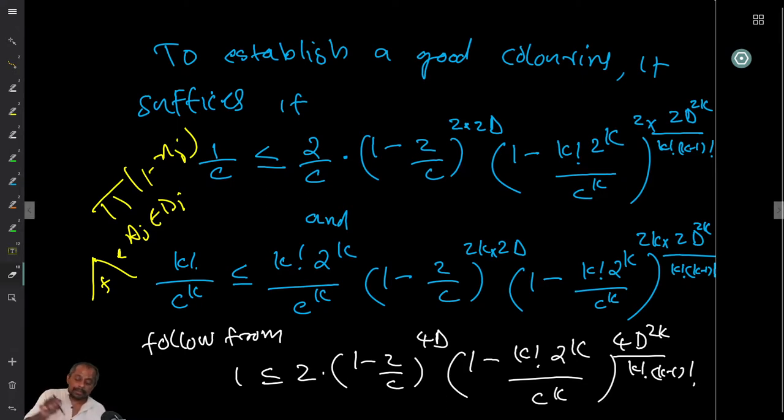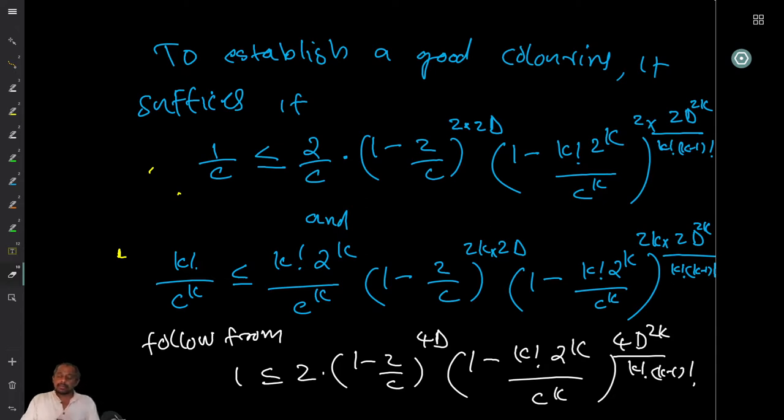Now, what happens with the type 1 event intersecting a type 2 event? The type 2 event's associated variable x_j is k factorial 2 raised to k by C raised to k. That is my y. So 1 minus this whole thing, raised to, again, 2 edges in this. One edge can be part of at most 2 delta squared and delta raised to 2k by k factorial and k minus 1 factorial. So 2 times that many events can contain one of these edges. So I get this inequality: 1 over C is less than or equal to 2 over C into 1 minus 2 over C, whole raised to 4 delta, and 1 minus k factorial 2 raised to k by C raised to k, whole raised to 4 delta raised to 2k by k factorial to k minus 1 factorial.